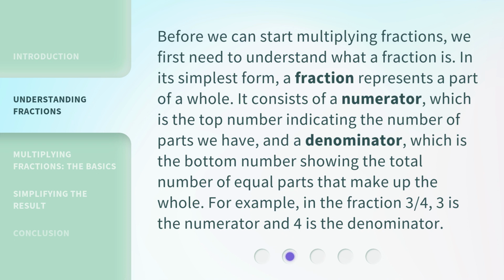Before we can start multiplying fractions, we first need to understand what a fraction is. In its simplest form, a fraction represents a part of a whole. It consists of a numerator, which is the top number indicating the number of parts we have, and a denominator, which is the bottom number showing the total number of equal parts that make up the whole. For example, in the fraction 3/4, 3 is the numerator and 4 is the denominator.